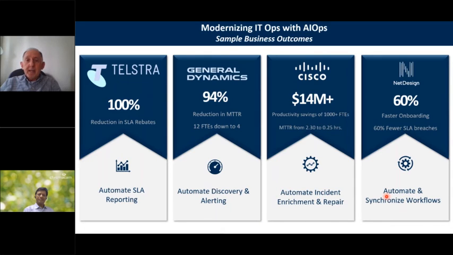And NetDesign is a smaller managed service provider in Europe. They were able to speed up their onboarding by 60% and reduce the number of SLA breaches also by 60%. At the same time, their IT operations expense went down by 21%. So they're achieving savings while improving the business at the same time, as opposed to one or the other. So a lot of these savings come together and they kind of reinforce.